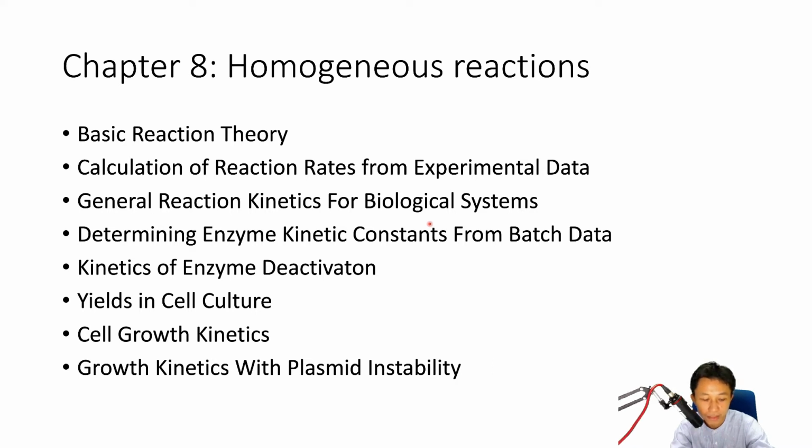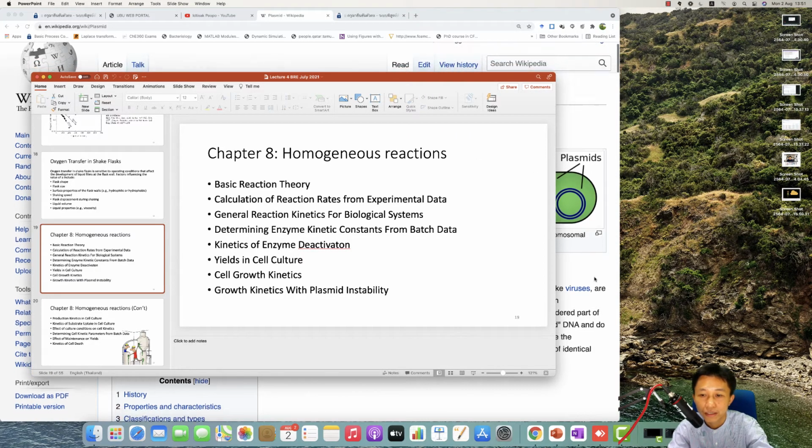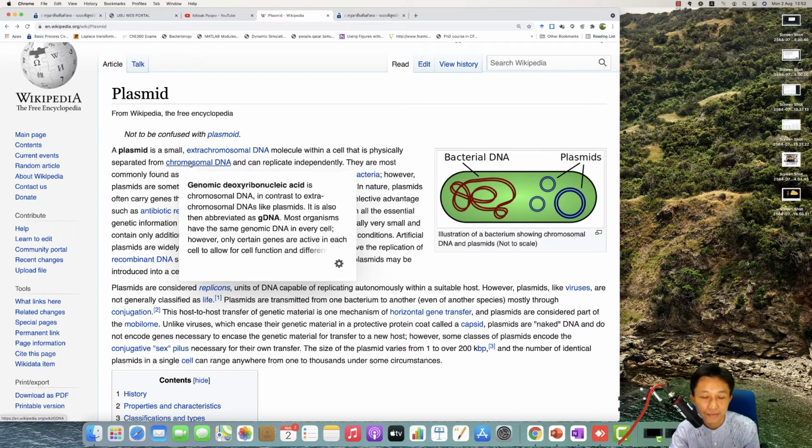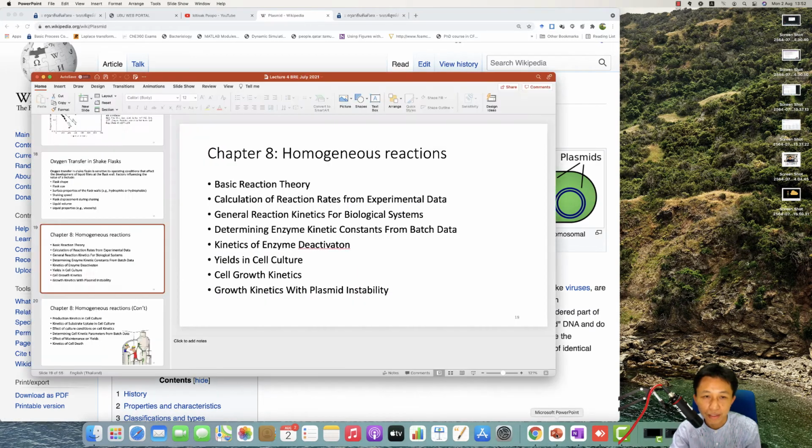What is a plasmid? A plasmid is a small molecule that can be replicated like this. So this is the bacteria DNA, and it contains some plasmid, and then it duplicates something like that. That is called plasmid.